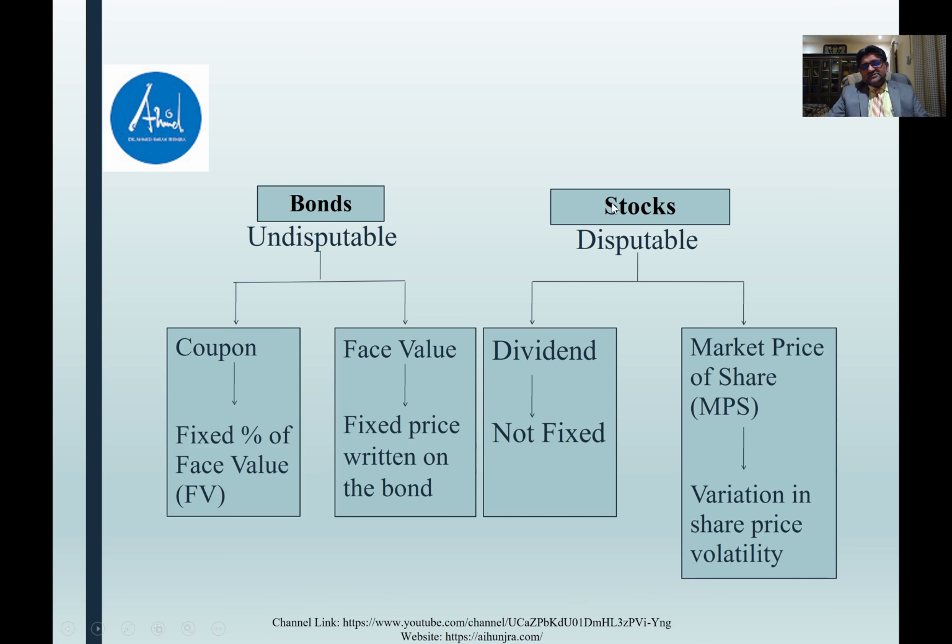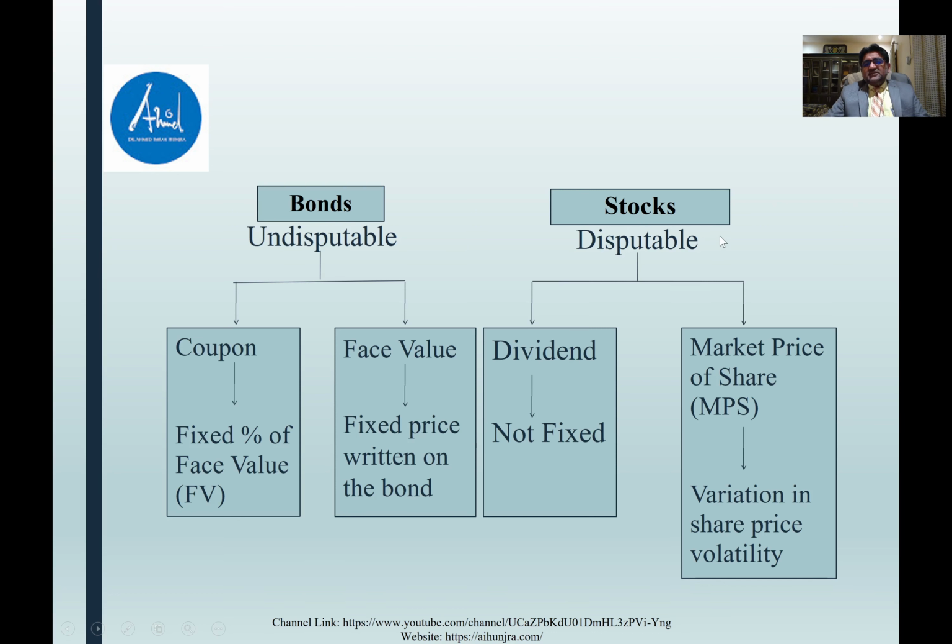The other part is stock, that is called disputable. Disputable means they are arguable. Dividend is not fixed. Market price per share, there is variation in the share price, that is called share price volatility, and they are not fixed. If they are not fixed, then we can name them disputable. So disputable means arguable.